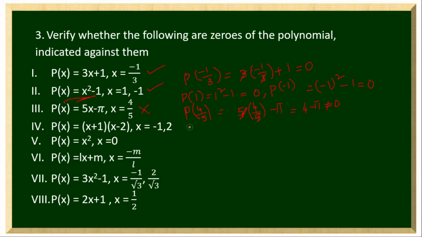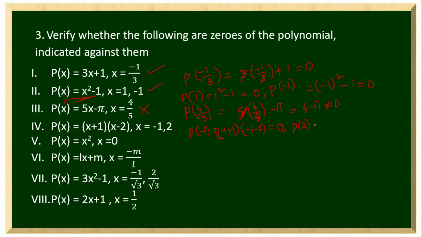Now we will check the fourth question. p of minus 1 equal to minus 1 plus 1. Wherever x is there, we need to put minus 1, into minus 1 minus 2. Minus 1 plus 1 will become 0. 0 into something, 0 only. So at x equal to minus 1, the whole polynomial is becoming 0. So minus 1 is a zero of that polynomial. In the same way, we have to check 2.